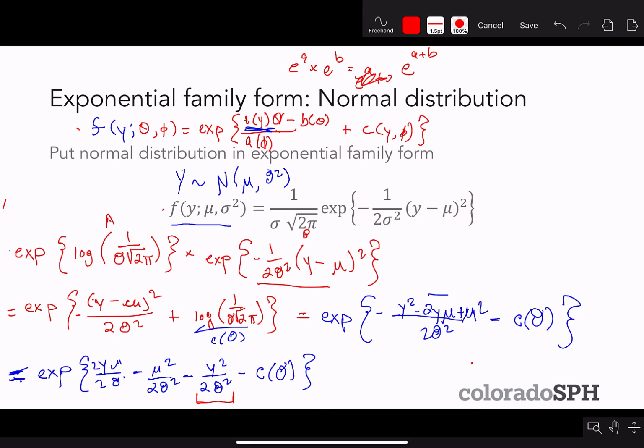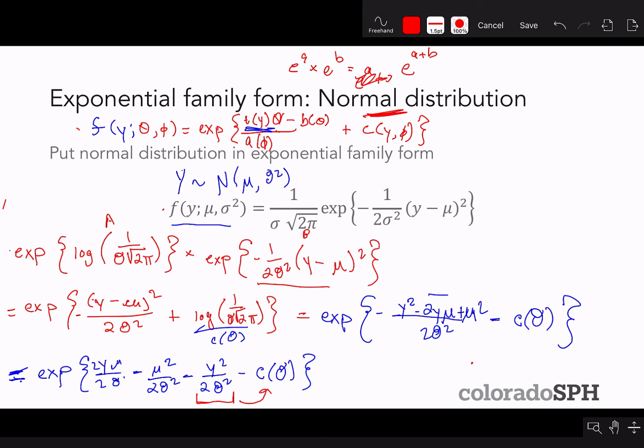That's kind of like this c, and we're okay with, in the exponential family form, we have this term here, c of y and phi, that doesn't contain our main variable of interest, and that just gets absorbed into the latter part of that exponential family form. So this is going to get pushed over into here. So we don't have to worry about that right now.